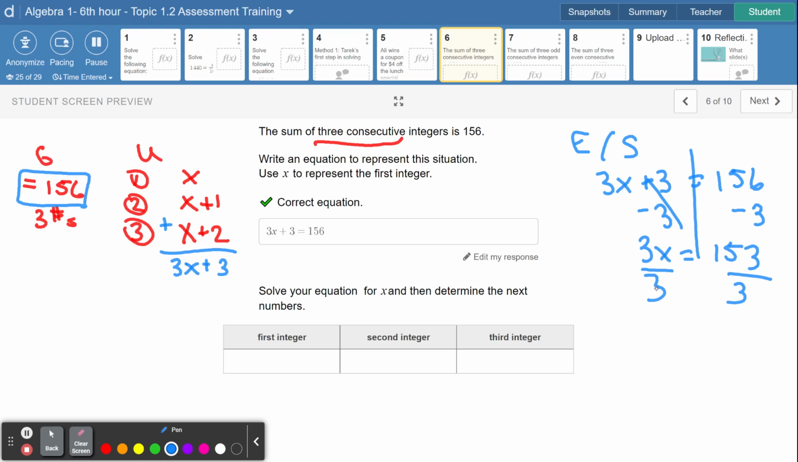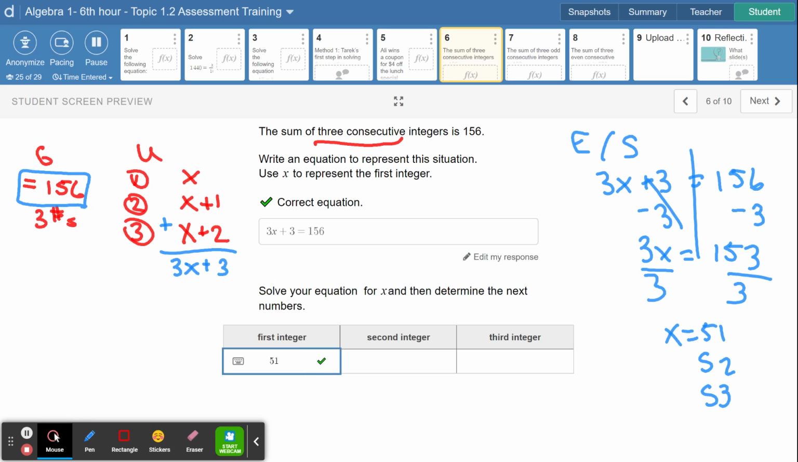153 divided by 3 is going to get us 51. So our first number is going to be 51. Our second number is going to be 52. Our third number is going to be 53. Now please confirm that. If you add up 51 plus 52 plus 53, it's going to get you back to that 156 right here. So that's one way that you can check it without solving an equation.